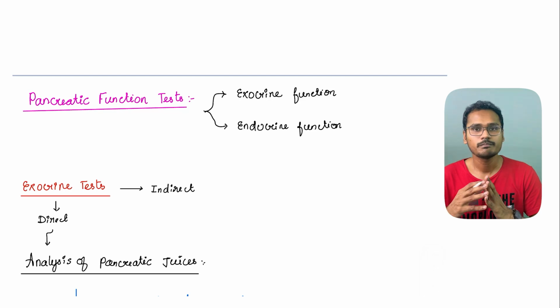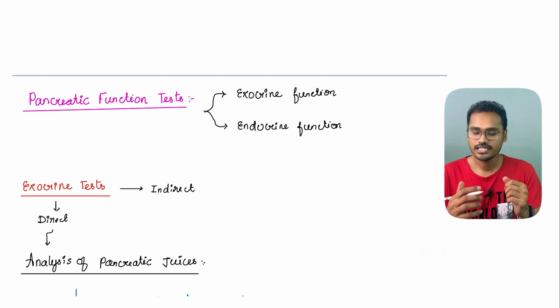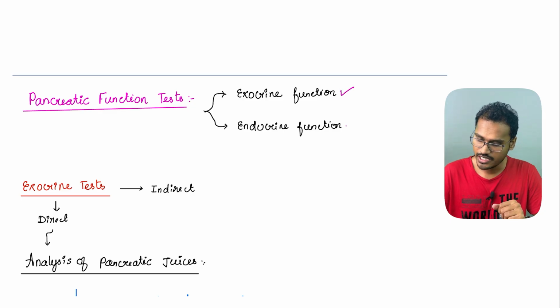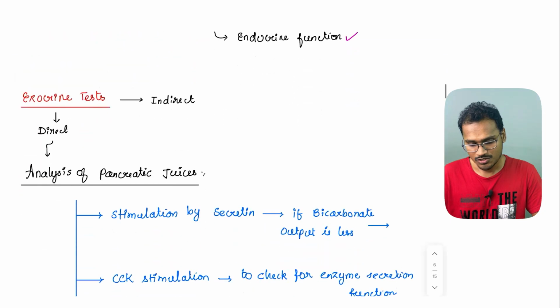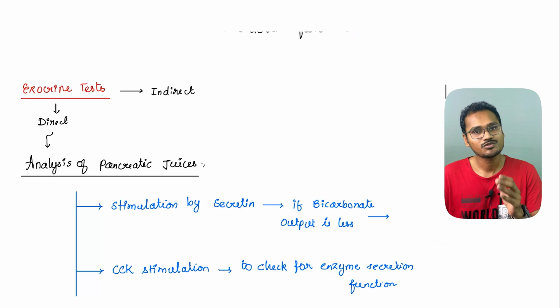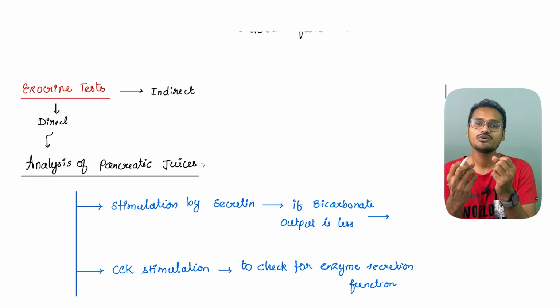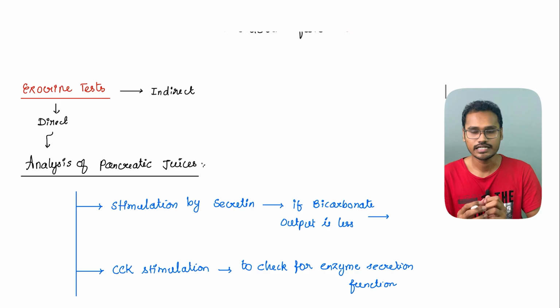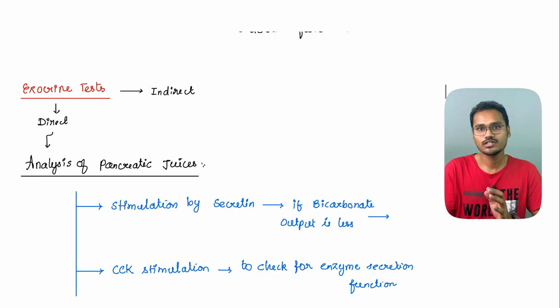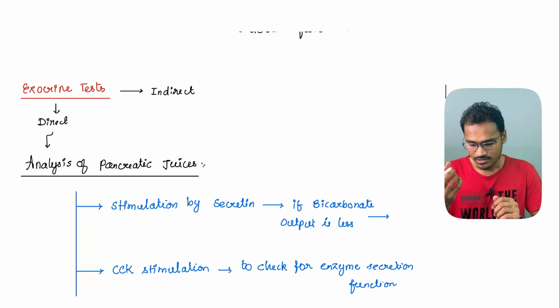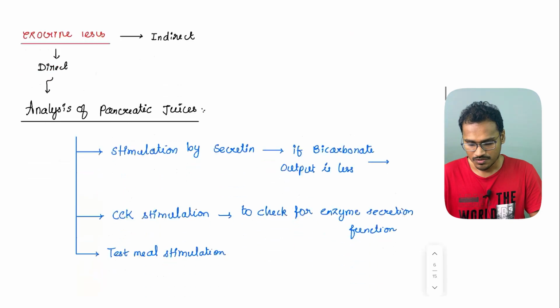Now moving on to the pancreatic function test. The pancreas has two different functions. One is the exocrine secretions, so exocrine function, and endocrine functions. In exocrine function, there are two different types of tests. One is called direct test, where you are directly going to estimate the enzymes, bicarbonate, and all other levels directly. And there is something called indirect test also, wherein we are going to assess for the byproducts.